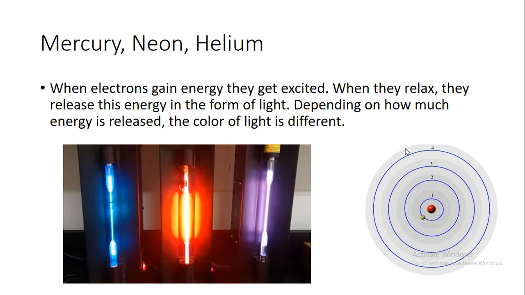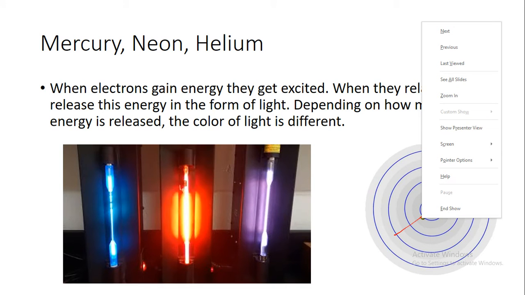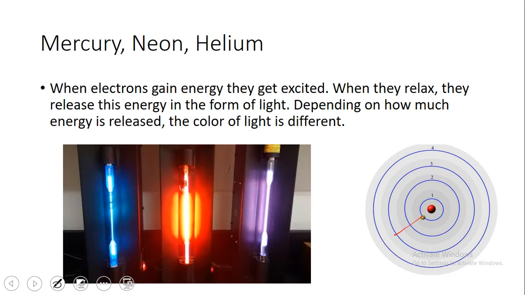If we think about certain elements at a time, this might be some new information. When electrons gain energy, we say that they get excited. What that means is that an electron can jump from one energy level to another. Can jump up there. That's called excitement. Now, they don't stay up there forever. When they relax and move back down, they release energy in the form of light, and depending on how much energy is released, you can see different colors.